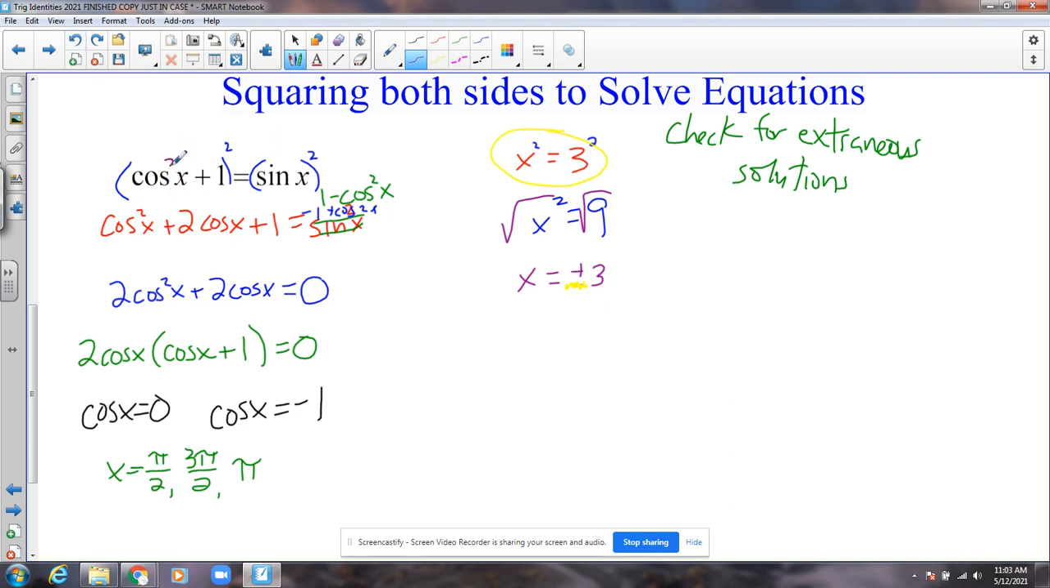Let's try 3 pi over 2. Cosine of 3 pi over 2 is 0 again. 0 plus 1 is 1. That looks good. Uh-oh, I can kind of see what's coming here. Sine of 3 pi over 2 is -1. So 1 does not equal -1. We have to reject this solution.